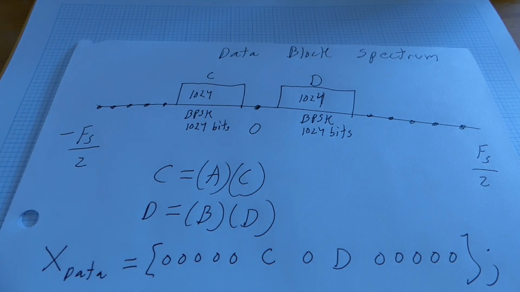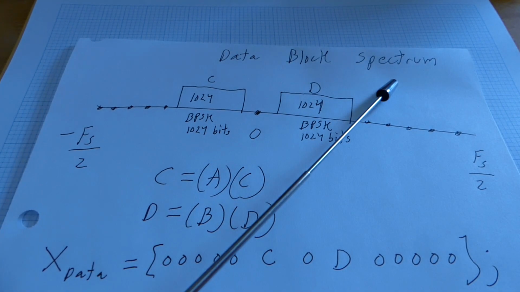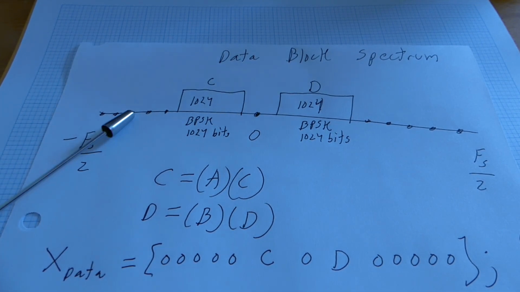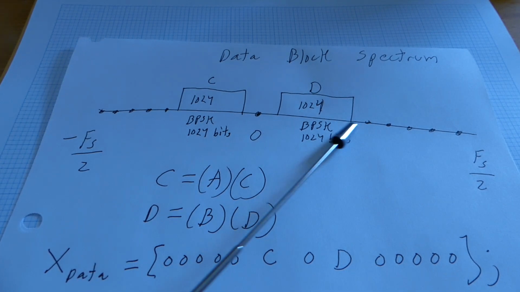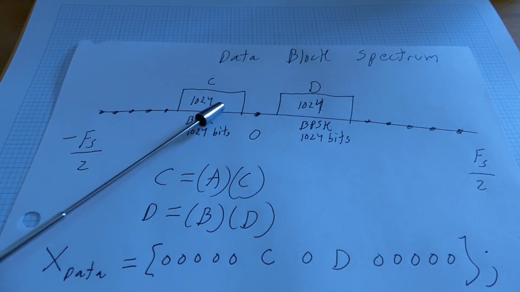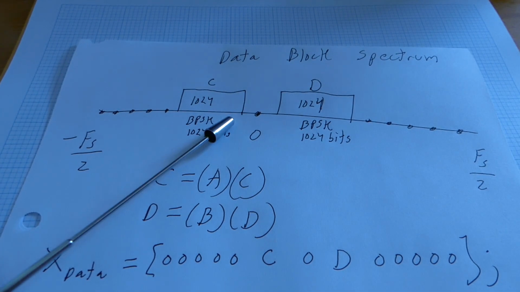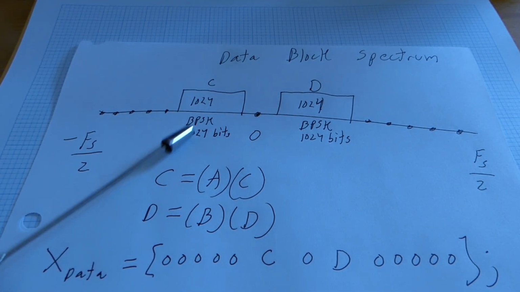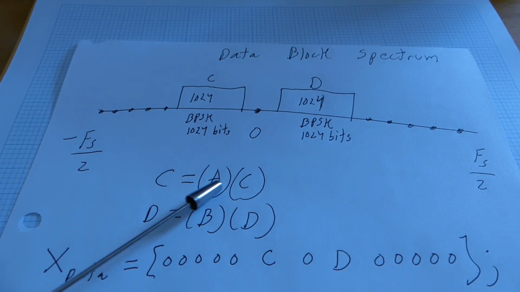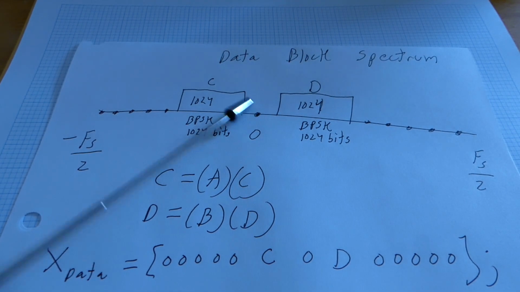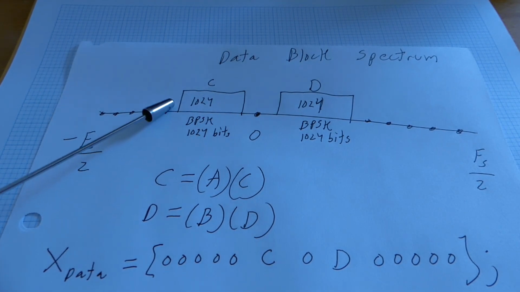Alright, next we have to define our data block spectrum. And this is how I'll define that here. We'll have zeros, 0 at the center, some more zeros, and then we'll have a C vector and D vector. Now we have to relate these vectors to the pilot vector, and that's what I've done here. C is basically just A times C, and D is just B times A. So now our data here is referenced to the pilot block.